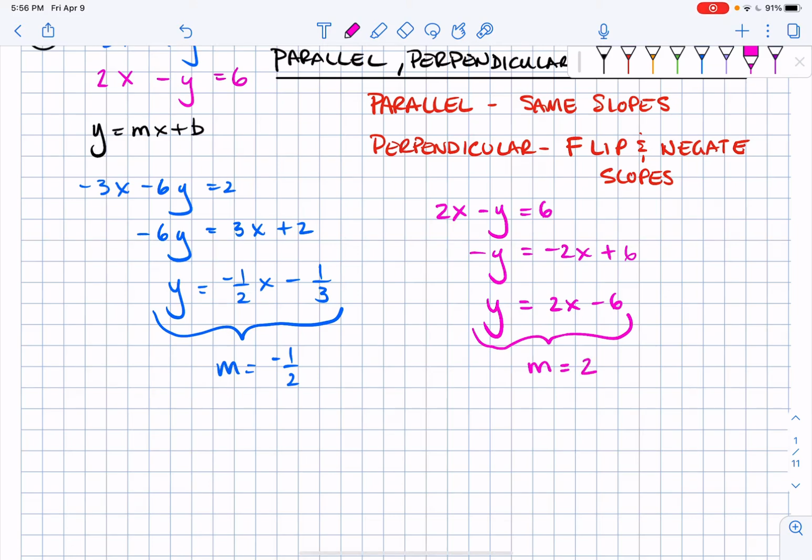All right, so my slope here is a 2. So they're definitely not parallel because they're not equal. But the question is, can I take that negative 1/2, flip and negate it, and get a 2? And vice versa. Can I use a 2, flip and negate it, and get negative 1/2? And the answer is, heck yes. So, therefore, these are going to be perpendicular. And that is choice B.